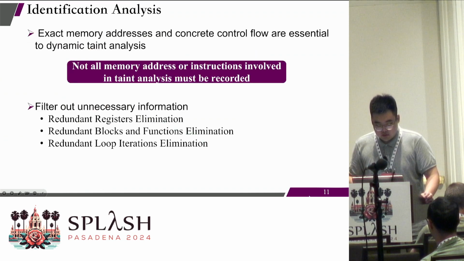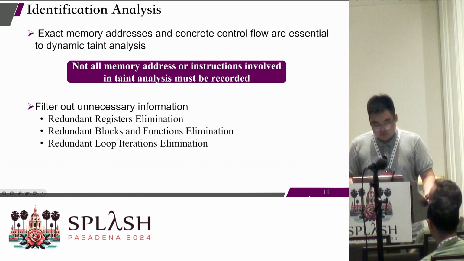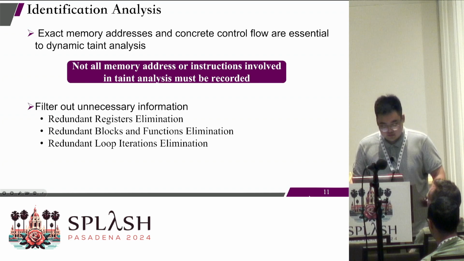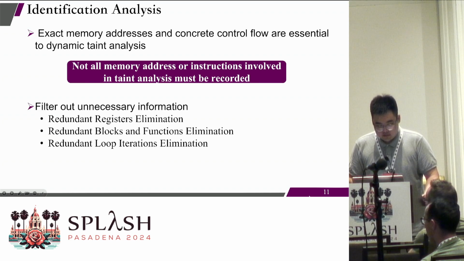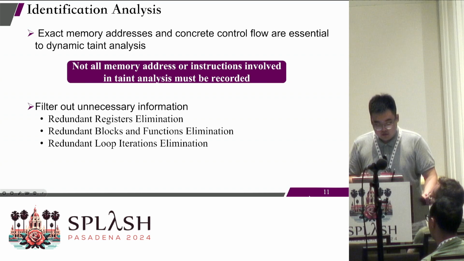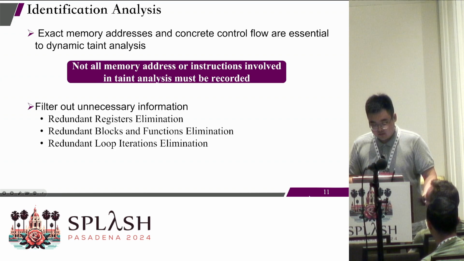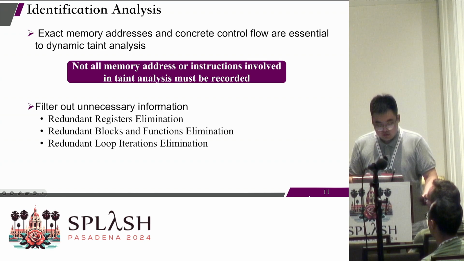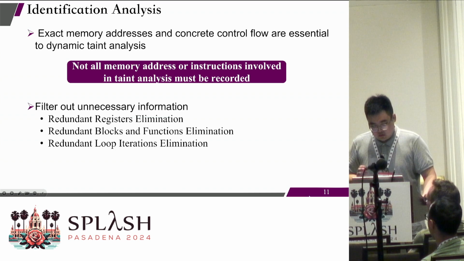Next, we will elaborate the key technologies in HardTaint. And the first is the static identification analysis. Exact control flow is essential to dynamic taint analysis. One of our insights is that not all memory addresses or instructions involved in taint analysis must be recorded. So we consider filtering out unnecessary information from tracing. The 3 main optimizations are used to reduce redundant information from register values, blocks and functions, and loop iterations.